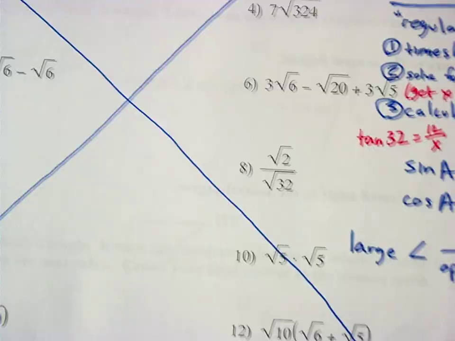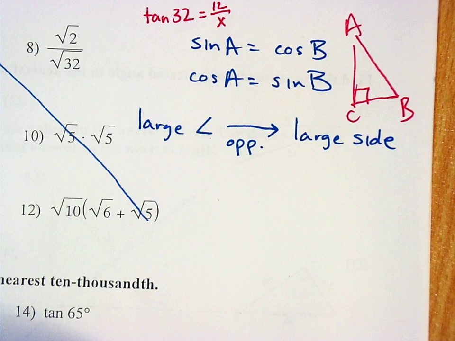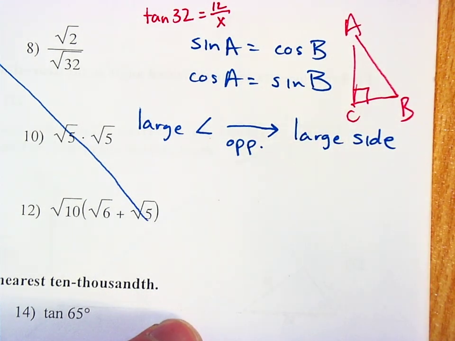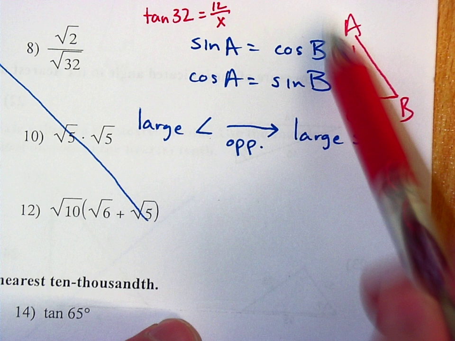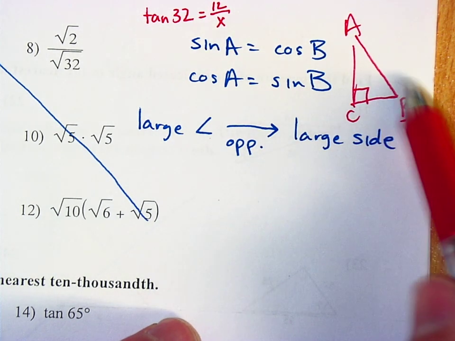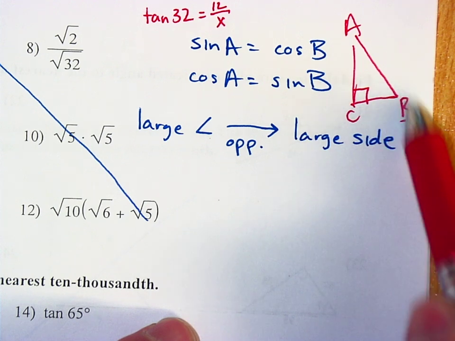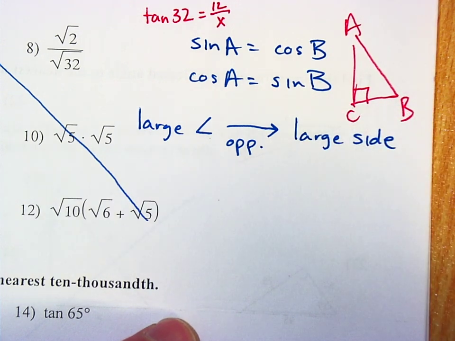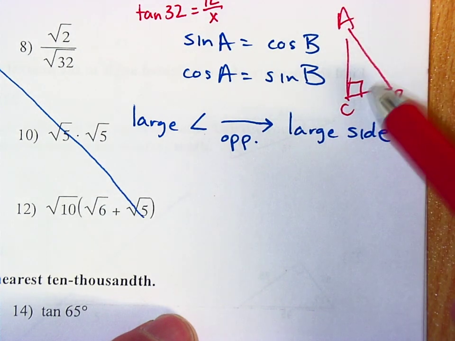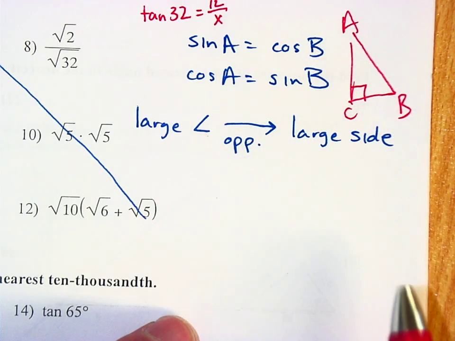The next thing we reminded ourselves is that the sine of one angle equals the cosine of the next. So if I had this triangle here, ABC, well, the sine of angle A is going to equal the cosine of the other acute angle, B. The opposite is also true. So the cosine of A is going to equal the sine of B.